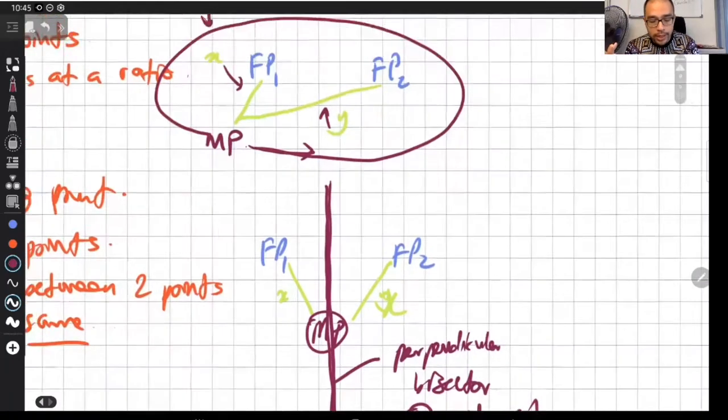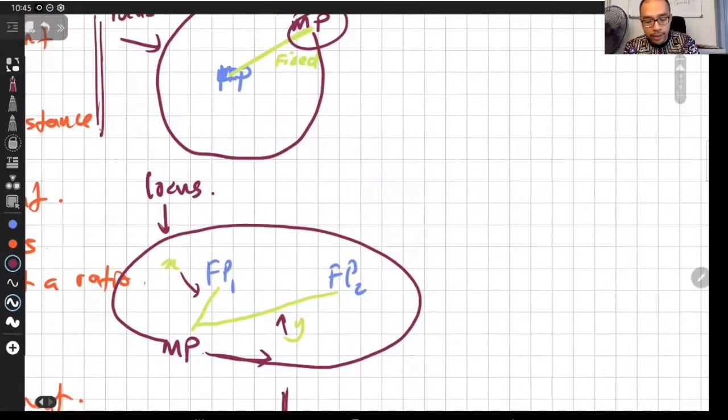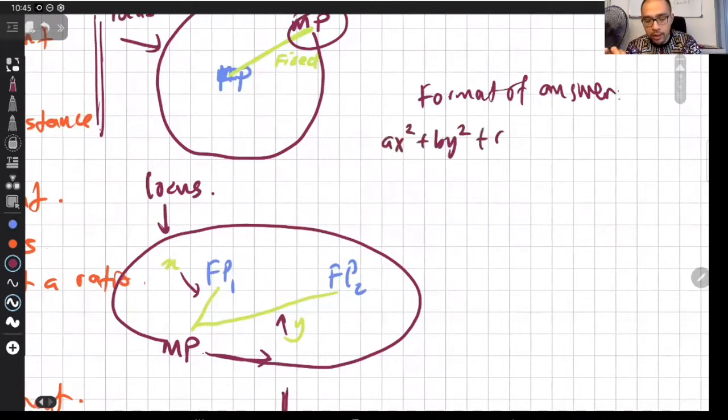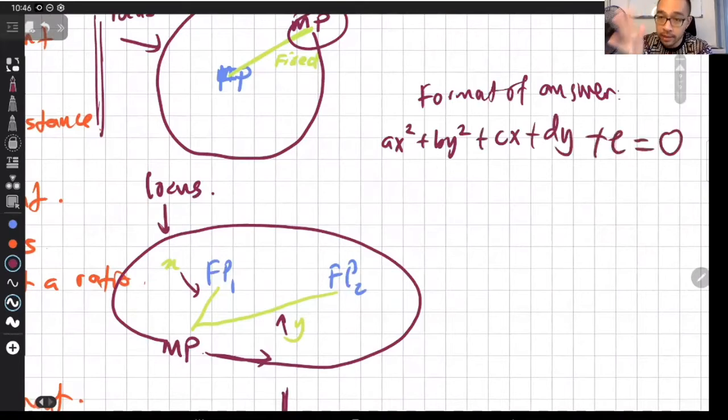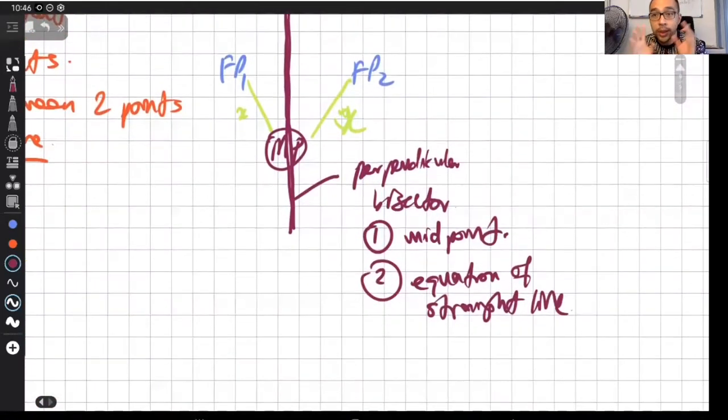When you are talking about the locus as a circle and locus as an ellipse, in these two, you will probably get, I'm going to give you a very rough format, the format of the answer will probably look something like ax squared plus by squared plus cx plus dy plus e equals to zero. There's an x squared, there's a y squared, there's an x, there's a y, there's a number. So if the locus is a circle or an ellipse, this is probably the kind of answer you will get. But if the locus is a perpendicular bisector, you will get the equation of a straight line. And these are the only three locus that you need to know at AddMaths Form 4, Form 5 level.